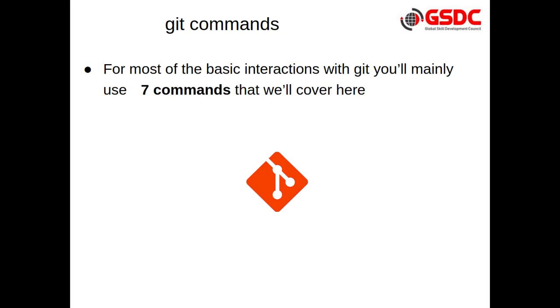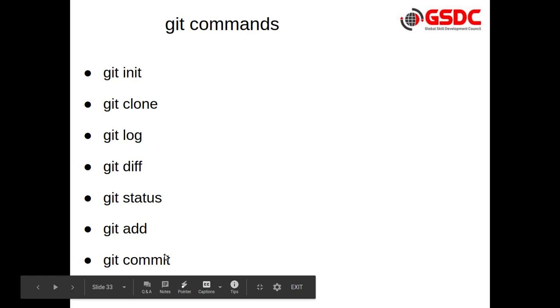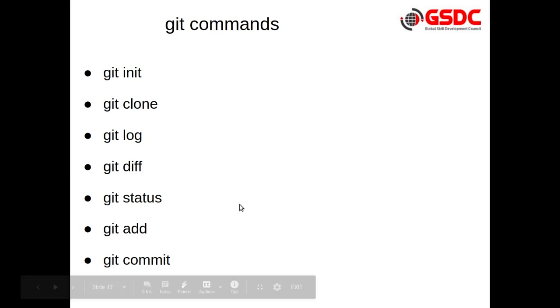There are a total of seven important commands that we are going to see one by one. So here are the commands. git init to initialize the project, git clone to clone the project, git log to see the history of the project, git diff to see the difference between 2 commits, git status to see if there is any change in your current project, git add to add any new changes, and git commit to make the changes permanent. Now one by one we'll see all these commands in a practical way.